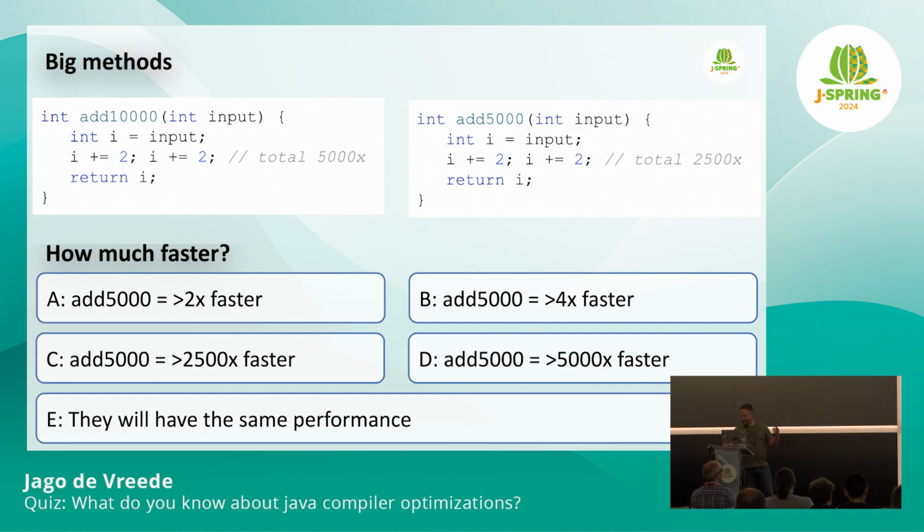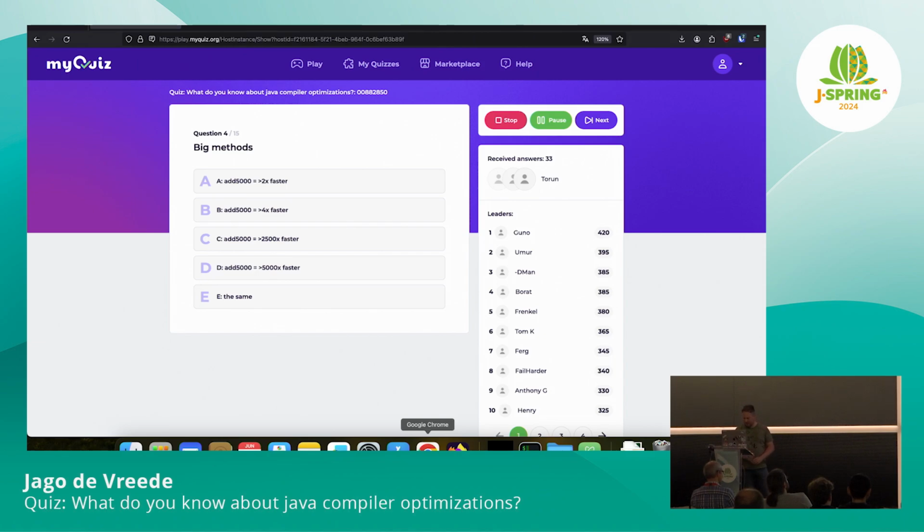So if adding 10,000 takes a certain time, is adding 5,000 twice as fast? Or is it 4 times faster? Or is it more than 2,500 times faster? Or is it 5,000 times faster? Or will they have the same performance? Let's see. Getting there.